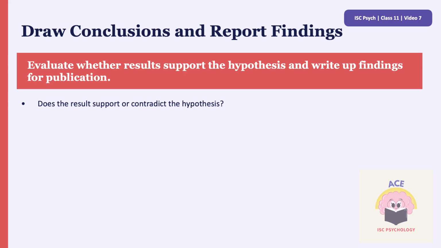Step 7. Draw conclusions and report findings. The researcher evaluates whether the results support or contradict the hypothesis, considers alternative explanations, acknowledges limitations, and then writes up the findings for publication, making them available for other researchers to evaluate, replicate, or challenge.